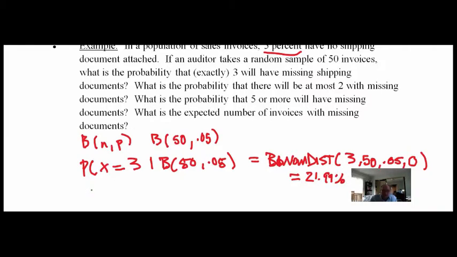All right, let's do the next one. What's the probability that there is at most 2? What does at most mean? At most means less than or equal to. At most 2 is the biggest that's allowed. It can be less than 2. All right, so x less than or equal to 2 given binomial distribution with 50, comma, 0.05.